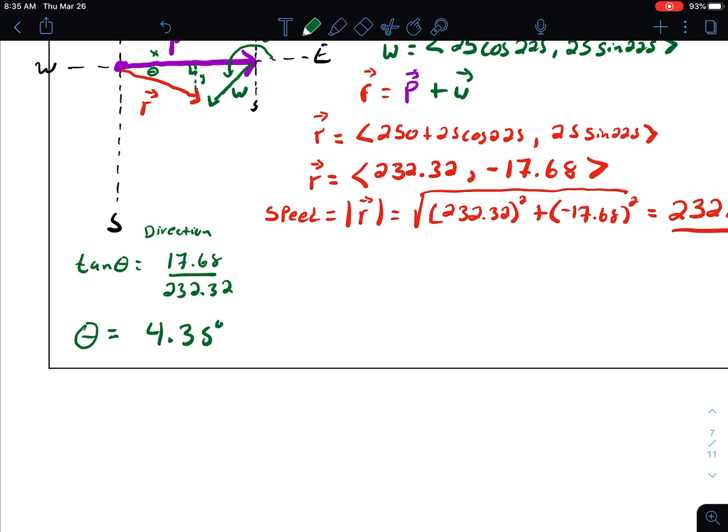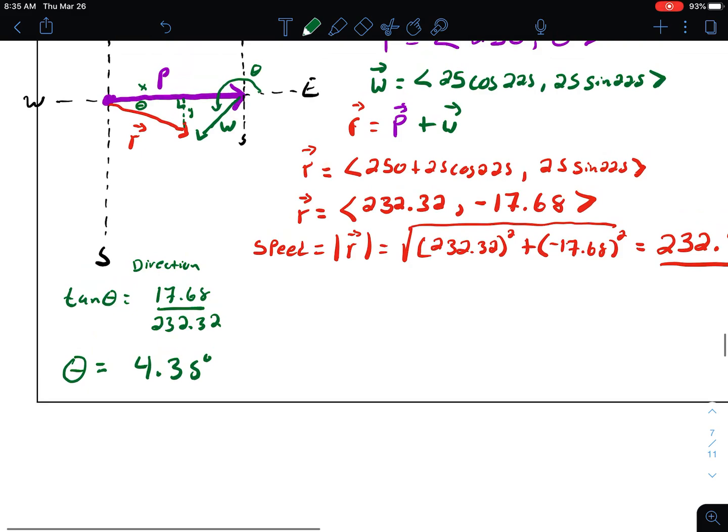So theta would equal 4.35 degrees. Now, that is the angle between the resultant vector and due east. So I could go ahead and use that as my direction measure and say, okay, well, I pushed the plane down in the direction of south of east.